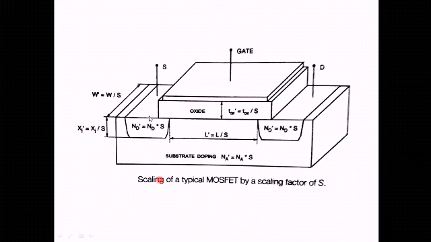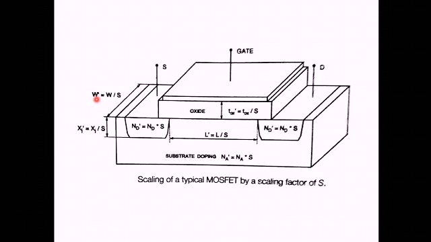Here in this figure, we consider that the proportional scaling of all the 3 dimensions is done by the same scaling factor S. This figure shows the reduction of key dimensions of the typical MOSFET together with the corresponding increase of the doping densities. The doping density ND is given, and the new doping densities are given by ND dash like this. TOX is the thickness of the oxide. This is the gate, source, and the drain. This is the width. Again, it is the new one, that is the scaled one.